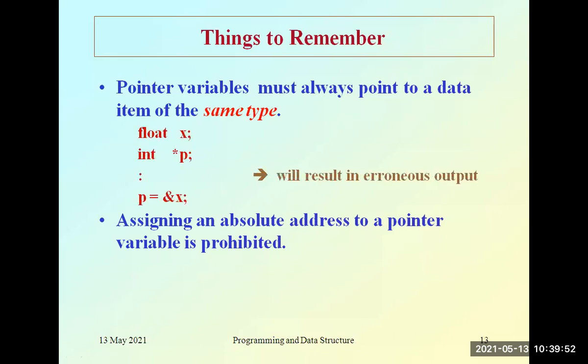So we cannot declare the variable with one data type and the pointer with a different one. We store the address only with the same type. Okay, clear?